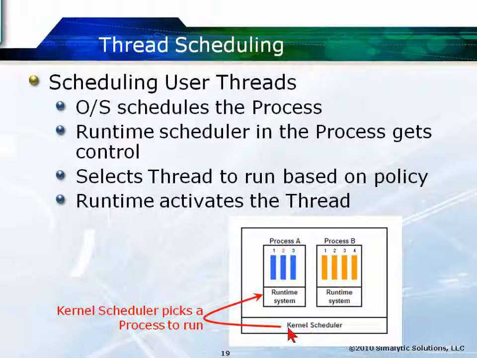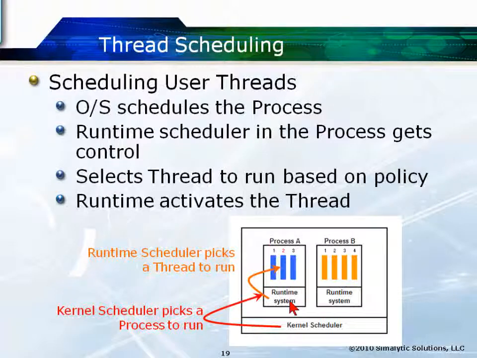So here we see the kernel is going to schedule this process, process A. But that's all the kernel knows about. It knows about the process, doesn't know about these individual threads within the process. It's the runtime then that picks thread number 2 to run. Thread 1 and thread 3 can't run at the same time because this process has been dispatched on a processor. This thread can't be dispatched on another one because the kernel doesn't know about it.